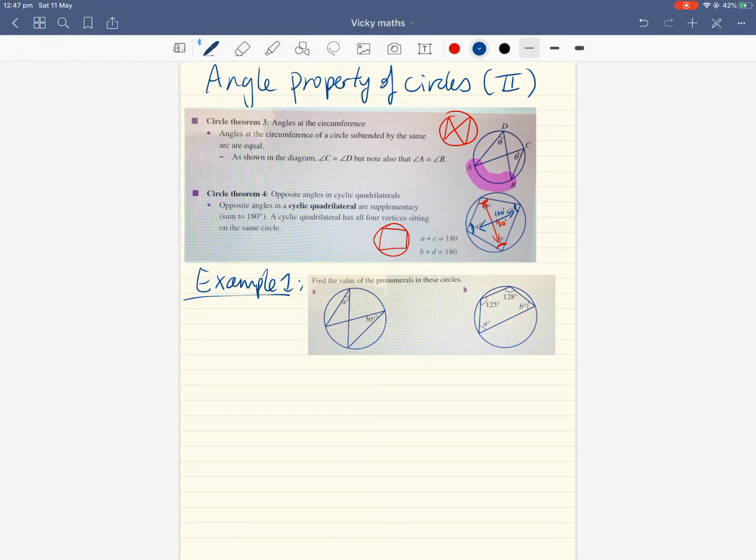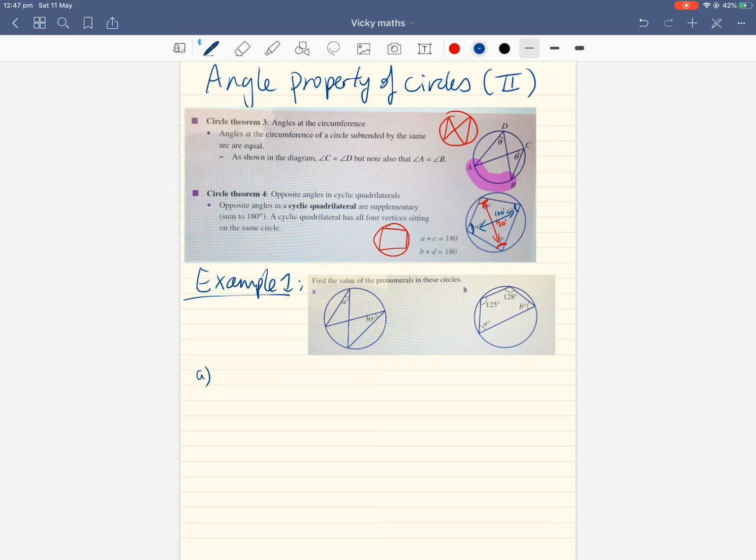So let's apply these two circle theorems in example 1. If you're looking for these notes from the textbook, they're on page 140 if you want to photocopy and cut and paste them into your rules book. So example 1 says we have some circles or shapes here. Let's work out the missing angles.